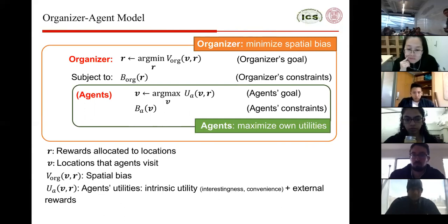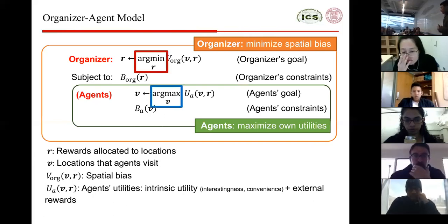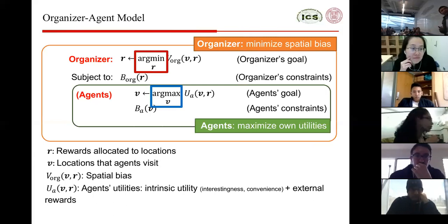This not only takes into account the intrinsic utility, which corresponds to the interestingness and the convenience vector of the locations, as well as external rewards allocated by the organizer. Now, the difficulty in solving this problem is that it is a bi-level optimization. So it has this agent optimization problem embedded in the global optimization. And this really makes this problem very difficult to solve.